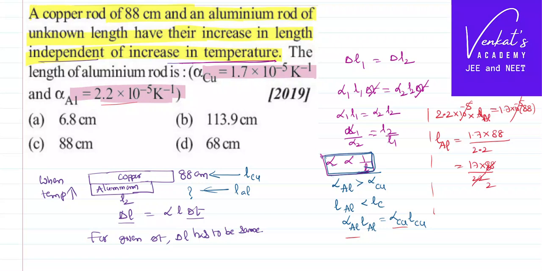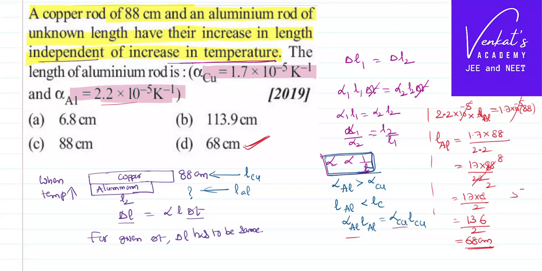11 2s and 11 8s are 88. So 17 into 8 by 2, right? So 7 5s are 56, 8 7s are 56, 8 1s are 8. 8 and 5 is 13. 136 by 2, that is 68 centimeter. So the answer for the problem is 68 centimeter.